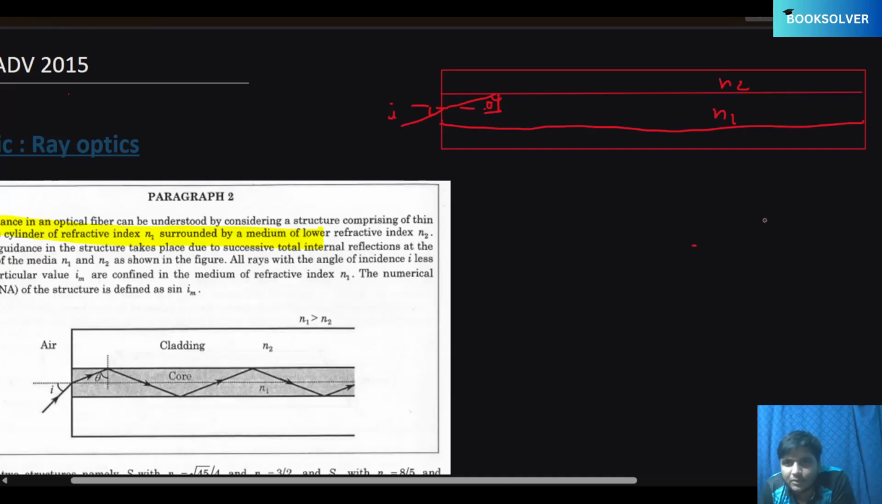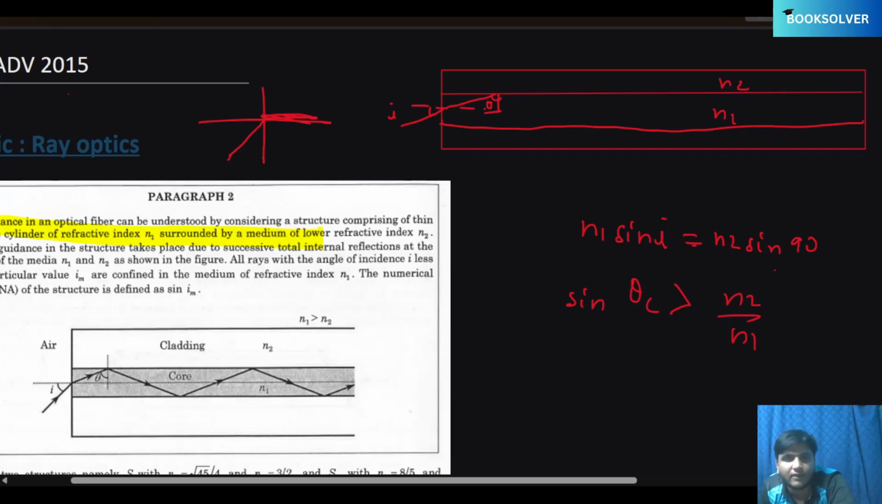What is the critical angle? Let's suppose this is a medium of N1 and N2. We write Snell's law, that is N1 times sine of I equals N2 times sine of R here. When total internal reflection just happens, R becomes exactly 90 degrees. See, this is the normal here. The ray comes like this and goes tangentially to the surface. Sine 90 is 1, so I becomes the critical angle, theta C. So sine theta C should be greater than N2 by N1 here. This is the condition of total internal reflection.